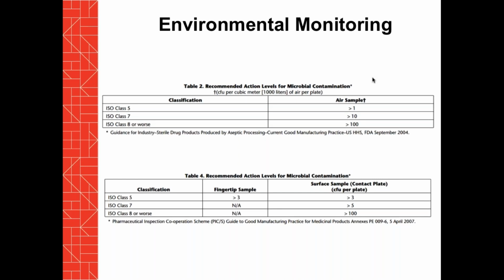These tables are from environmental monitoring, and they represent the allowable colony forming unit recovery counts in different ISO class environments. As you can see, ISO 5 is more stringent than ISO 7. Table 2 relates to air samples. Table 4 refers to surface sampling, such as fingertip samples.